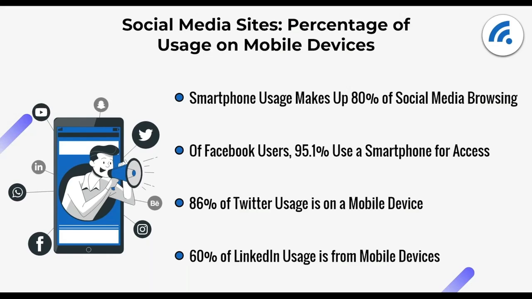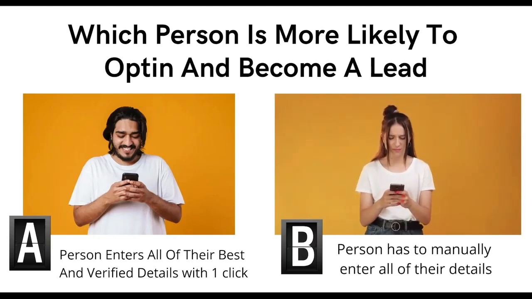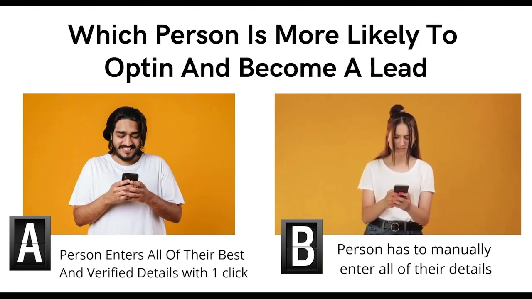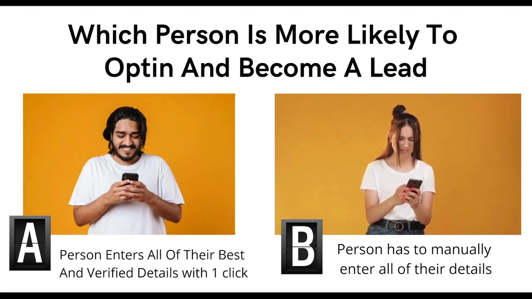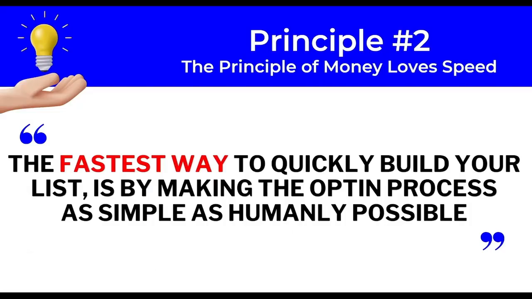Okay, second question. Which person is more likely to opt in and become a lead? Is it person A, who enters all of their best and verified details with one click, or person B, who has to manually enter all of their details each time? Which one is more likely to go ahead and opt in and become a lead? I see Thomas saying A, Han saying A, Rihanna saying A, and the answer is A. The fastest way to quickly build your list is by making the opt-in process as simple as humanly possible.